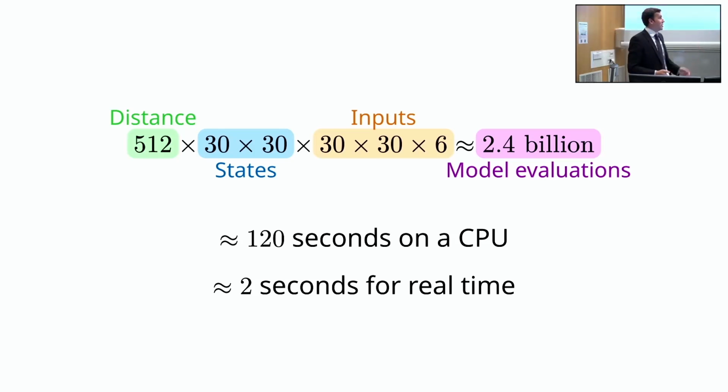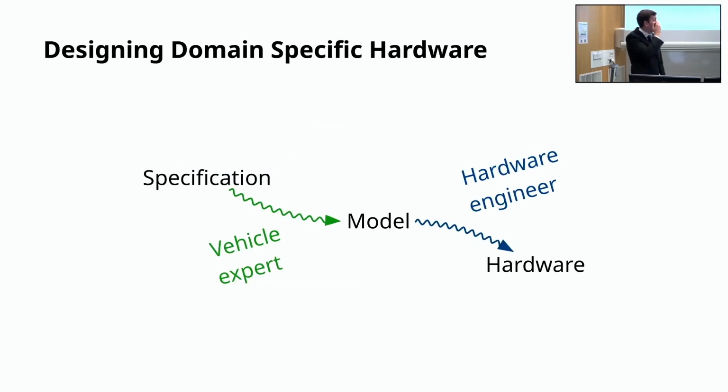And that is a perfect reason to build custom hardware, because custom hardware can accelerate this and perhaps reach the 2 seconds for real-time use. The interesting part from a hardware design perspective is that we now have a domain expert in the vehicle domain that knows how to model a vehicle, knows how to take the specification of, like, this is the engine we want, and figure out how to model that in a way that makes sense. And then we have the hardware engineer who knows how to implement this in hardware, because hardware is hard enough to design that most vehicle experts can't do it on their own.